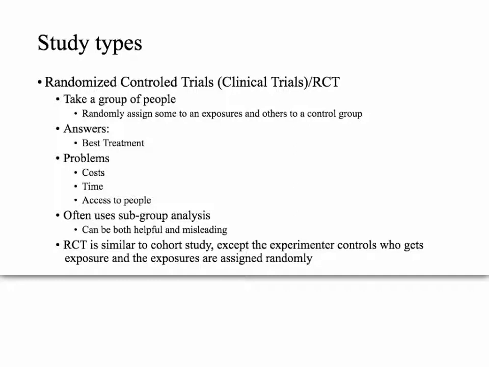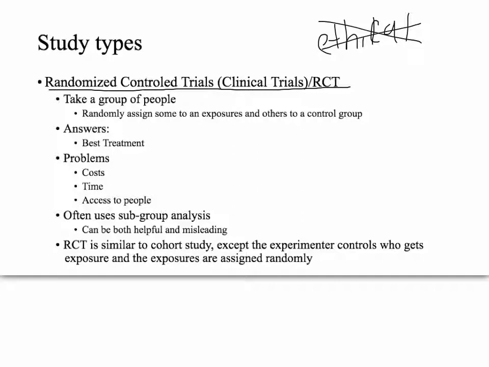So this is the last of what I would call a true study. And it's like the gold standard of true studies. This is the randomized controlled clinical trial, or RCT. This is great for, you can do two things. You can determine what causes a disease. That isn't necessarily ethical. So if it's not ethical, don't do it. But you can also determine the best treatment for a disease.